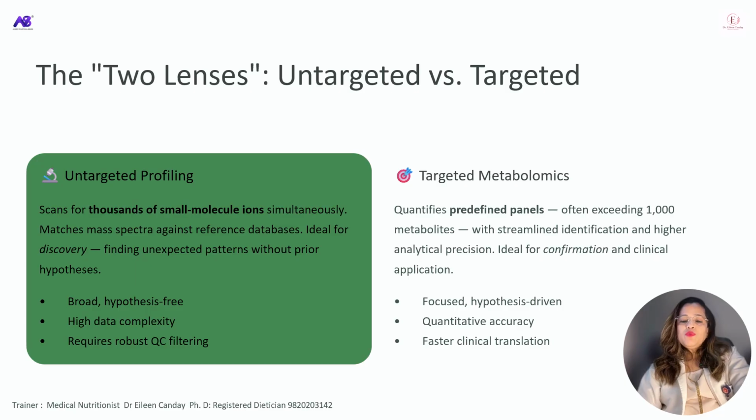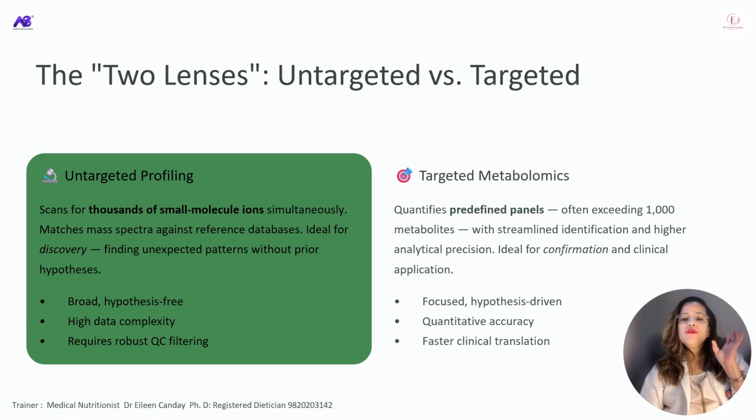The two lenses we spoke about are the targeted and the untargeted. Think of untargeted as casting a wide net, scanning through thousands of different molecules at once. Then we take mass spectra and match them against a big reference database, which identifies them. This approach is perfect when you are exploring and don't yet know what you are looking for. When you say targeted, you know what you are looking for, right?